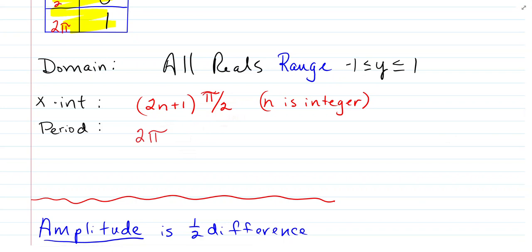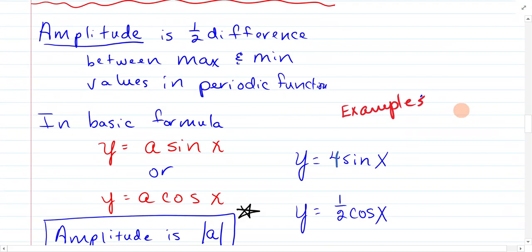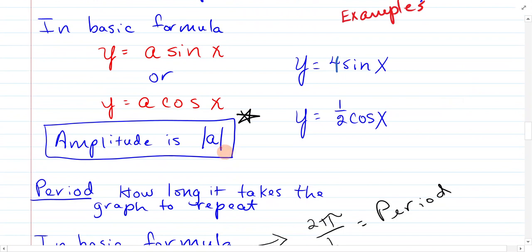The amplitude for both sine and cosine is, think of it as half the difference between the max and the min values. It is the absolute value of that distance. In the basic formula for sine or cosine, there's a number in front of sine and cosine. If it's 1, then the amplitude is 1. But if it's 4, the amplitude's 4. If it's 1/2, the amplitude is 1/2. And your amplitude will never be negative. It is the absolute value of that.